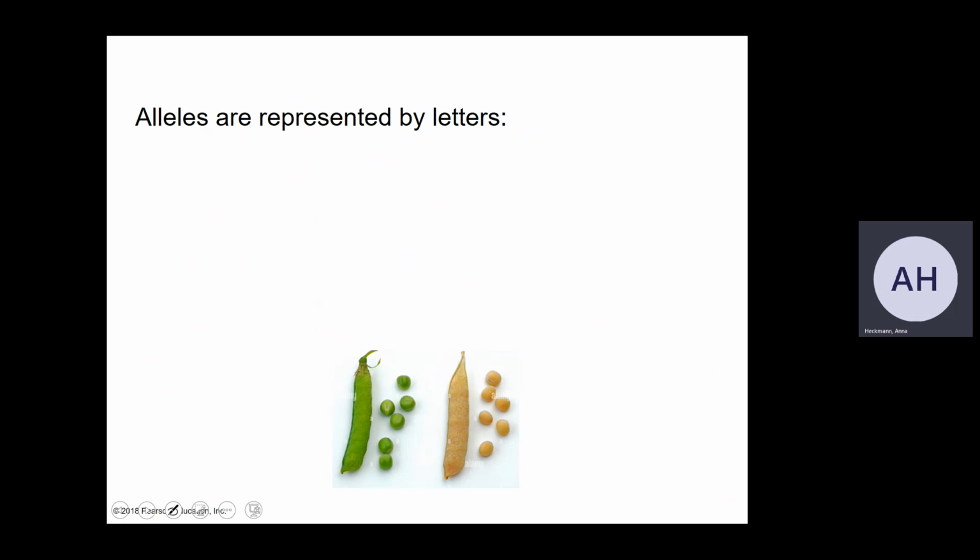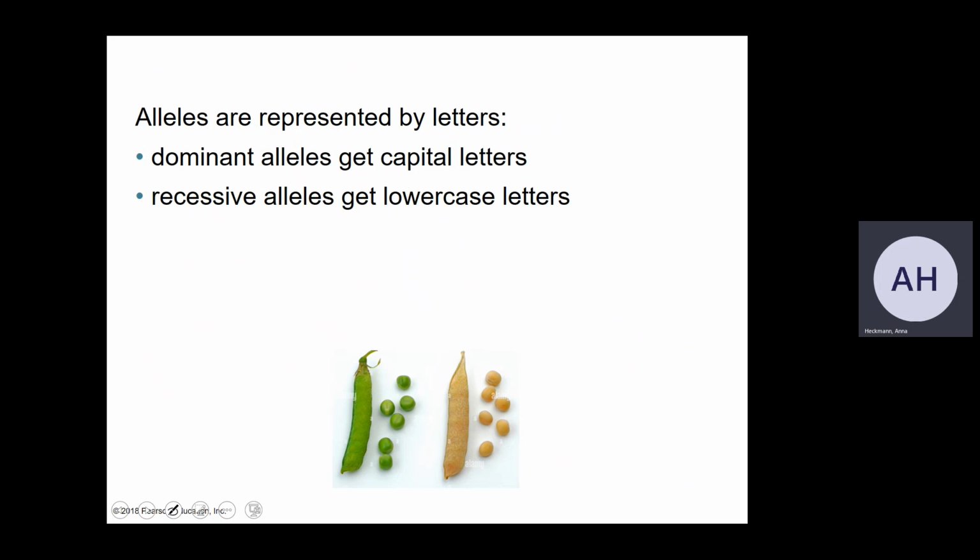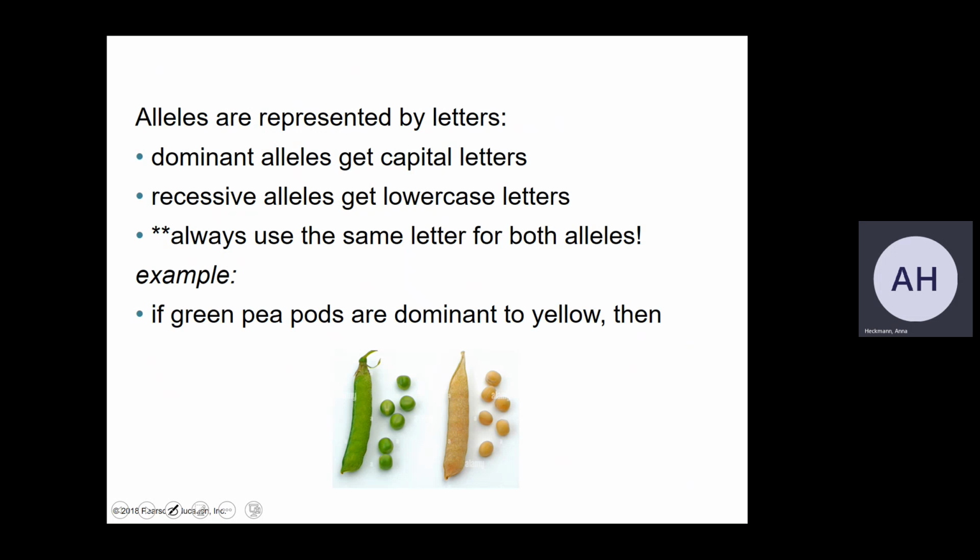Alleles are represented by letters. A dominant allele is always represented by a capital letter, and a recessive allele is always represented by a lowercase letter. You always use the same letter for both alleles. For example, if green pea pods are dominant to yellow, then we use a capital G to represent the green allele and a lowercase g to represent the yellow allele.